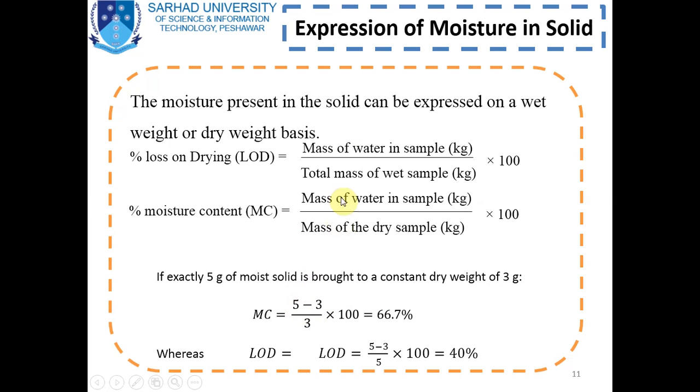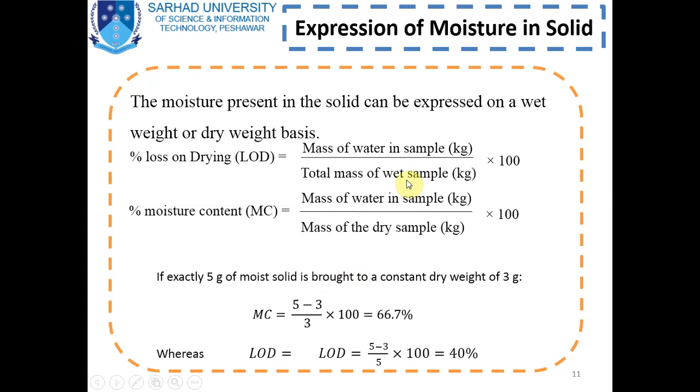5 minus 3 means that is the mass of water in the sample. The 2 gram is the difference between 5 and 3, because the total weight of the sample, the moist solid, is 5 gram, and we dry it and it comes to 3. It means 2 gram of moisture was present in that particular solid that was moist in nature, and that's why I subtract 5 minus 3.